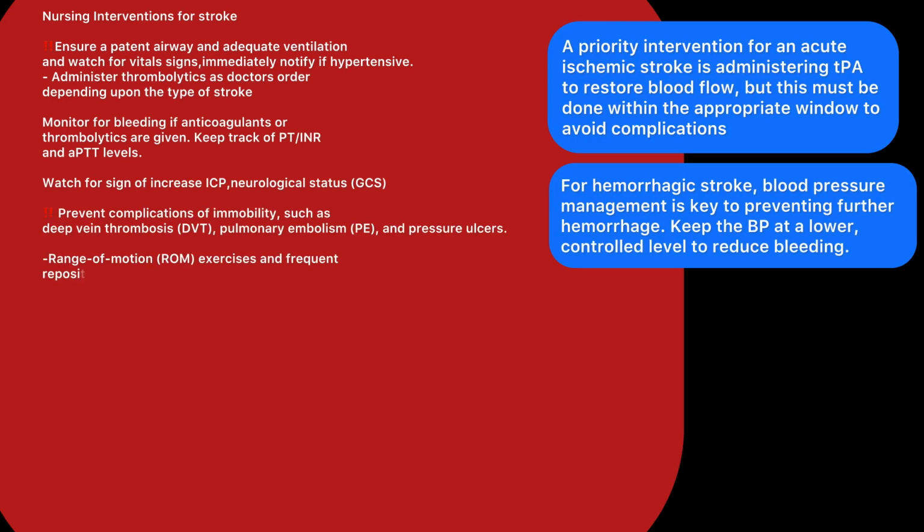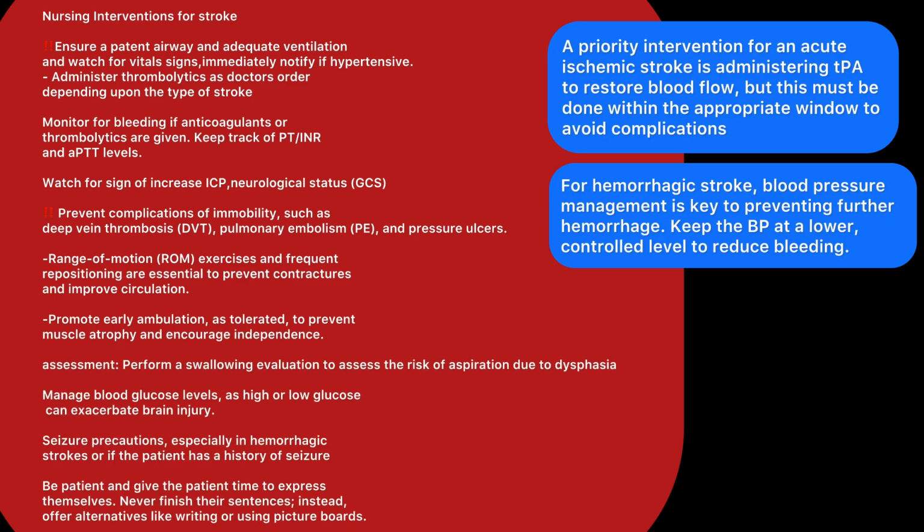Now the nursing interventions for the patient with stroke. First of all, ensure patient airway to provide adequate ventilation. Watch vital signs. Immediately notify if the patient is hypertensive, because hypertension is a risk factor for stroke and it can lead to another stroke. We need to administer medication as per doctor's order, like thrombolytic agents in case of ischemic stroke.